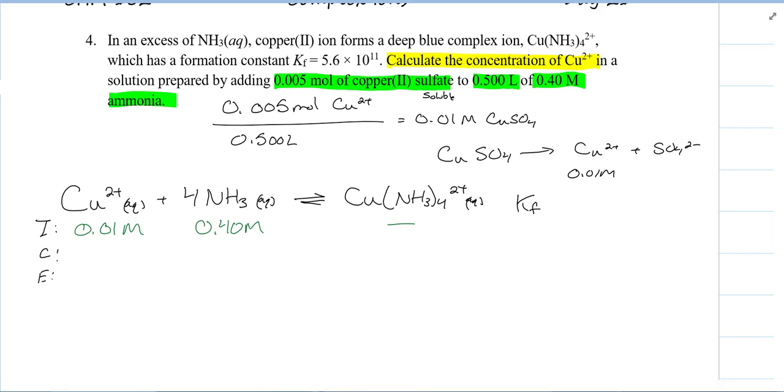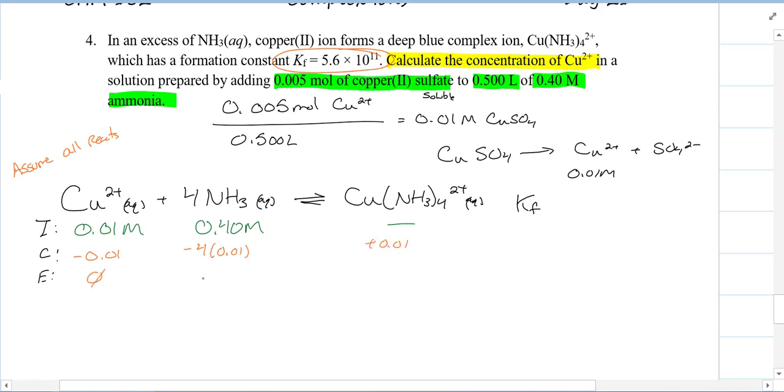There's a change. Well, K is quite large, isn't it? 5.6 times 10 to the 11th. So we're going to assume it all reacts. Minus 0.01, minus 4 times 0.01, plus 0.01. So none, 0.36 molar and 0.01 molar. And that's beautiful.